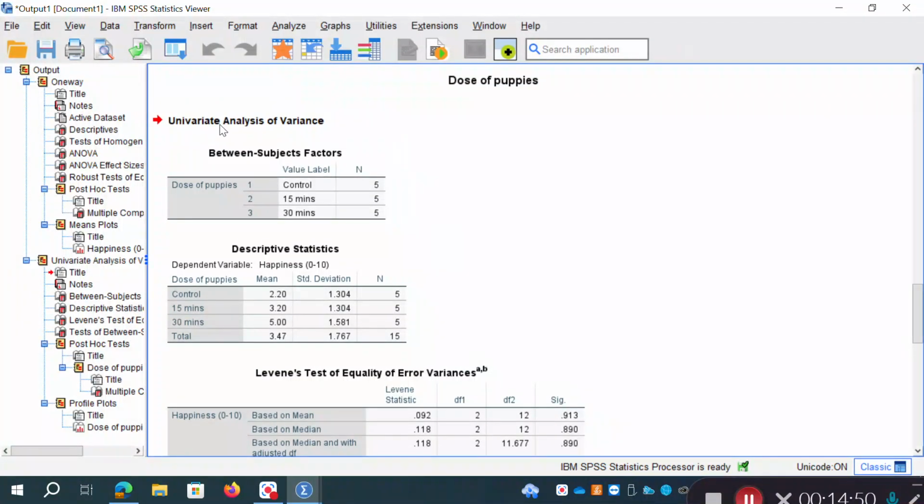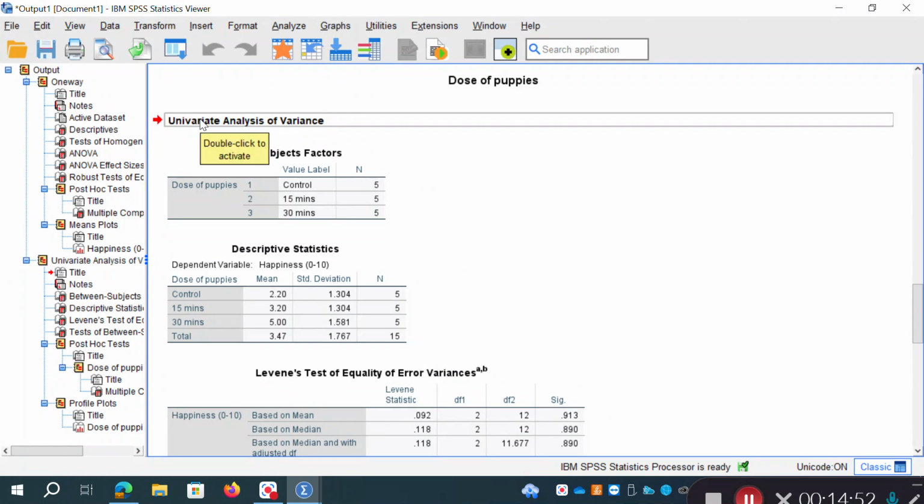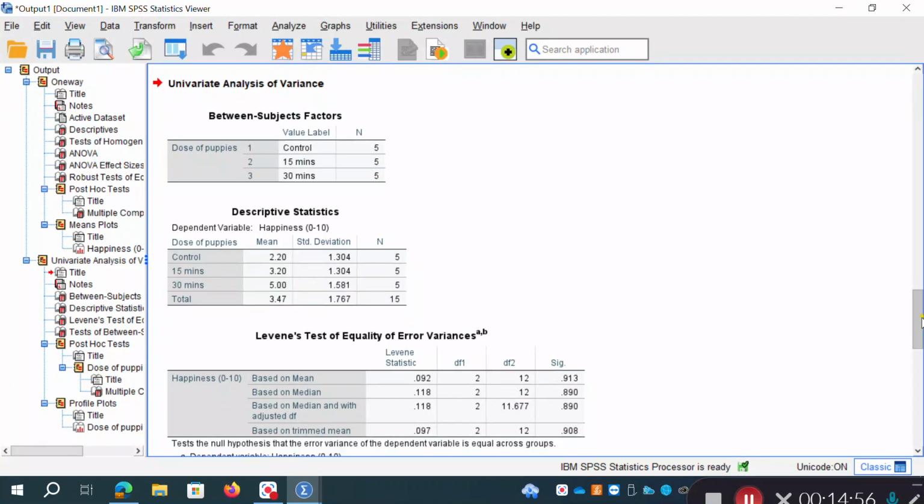You can see that it's now labelled, rather than one-way ANOVA as above, univariate analysis of variance. It gives us a couple of different tables. It gives us our Ns for our categories. This first table gives us our descriptives: means, standard deviations, and Ns.